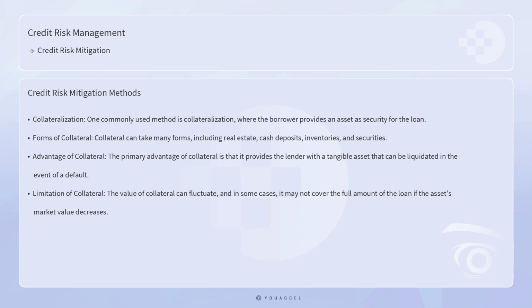Credit risk mitigation encompasses a variety of methods, each with its own set of advantages and limitations. One commonly used method is collateralization, where the borrower provides an asset as security for the loan. Collateral can take many forms, including real estate, cash deposits, inventories, and securities. The primary advantage of collateral is that it provides the lender with a tangible asset that can be liquidated in the event of a default. However, the value of collateral can fluctuate, and in some cases, it may not cover the full amount of the loan if the asset's market value decreases.